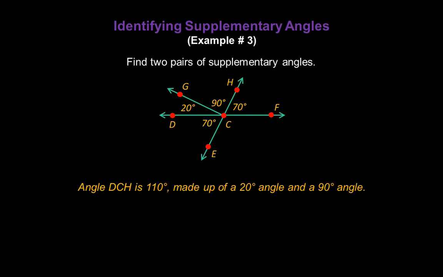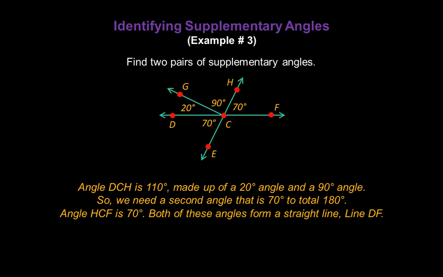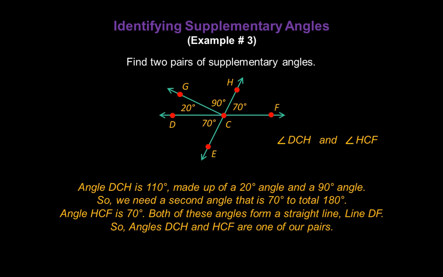Angle DCH is 110 degrees. It's made up of a 20-degree angle and a 90-degree angle. So we need a second angle that is 70 degrees to total 180 degrees. Angle HCF is 70 degrees. So both of these angles form a straight line, the line DF. So angles DCH and HCF are one of our pairs.